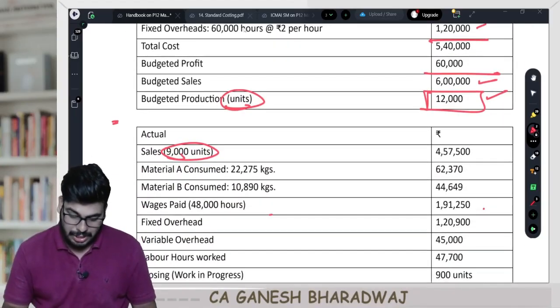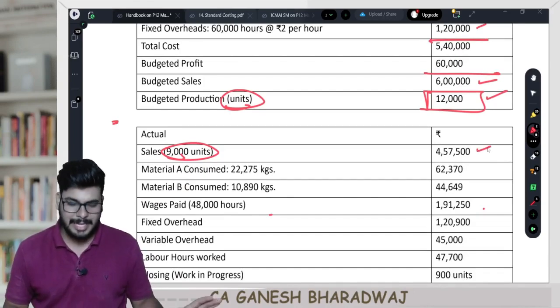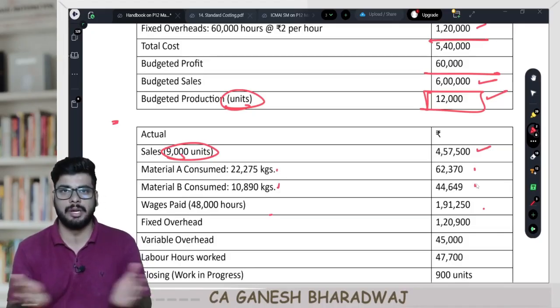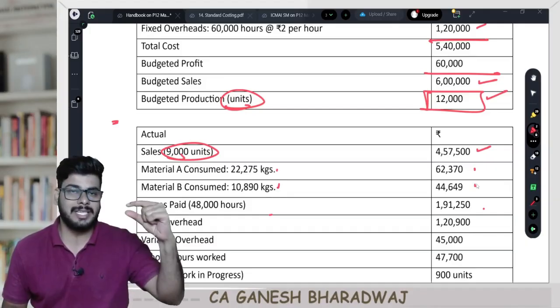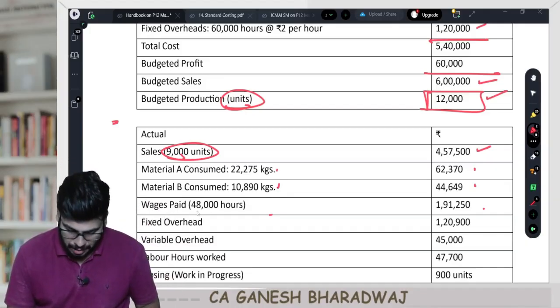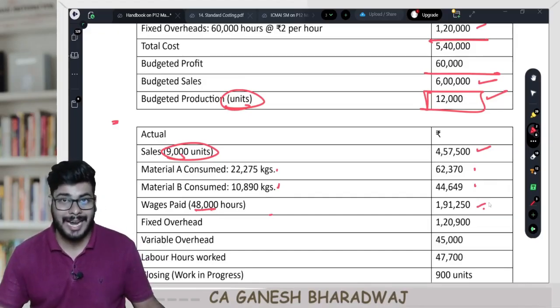Next. So sales given is 9,000 units. The sale value, actual sales, is given as follows. Material consumed A and B in terms of kgs is given, and the value is given. If you divide the two, you will get the actual price per kg of A and B. Wages paid: they have paid wages for 48,000 hours. The value is given. If you divide the two, you will get the actual rate.